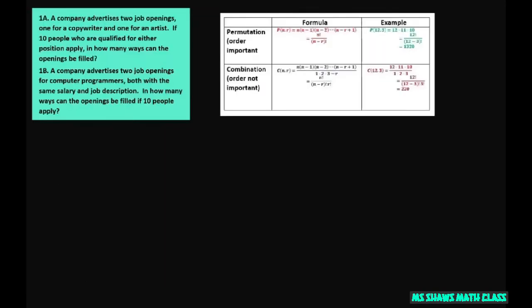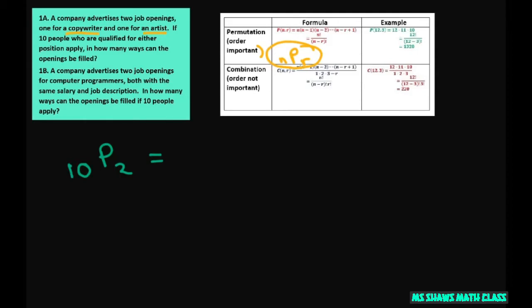So you have 10 people, and if we're going to use permutations, we can either have a copywriter or an artist. So what you're going to do is write this as nPr. If you have a fancy calculator, you can use it like this. So basically, you have 10 people, you're doing a permutation, and you're choosing 2.